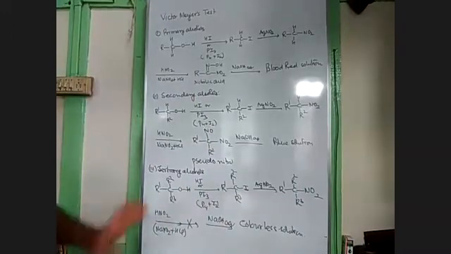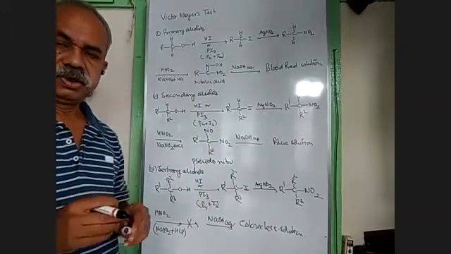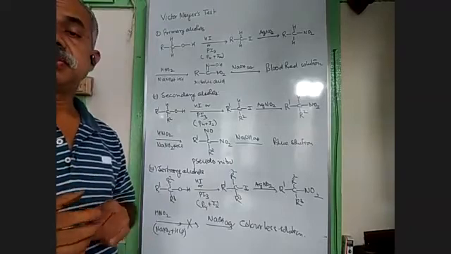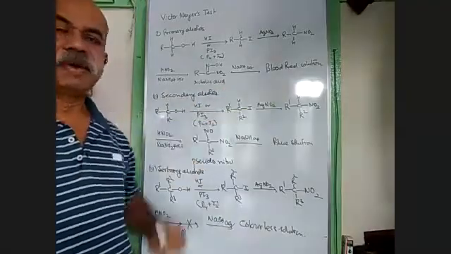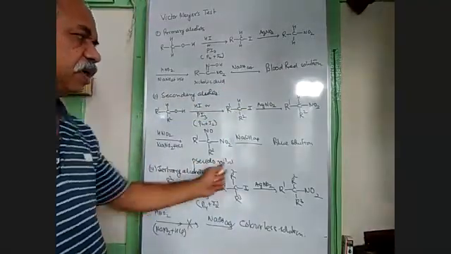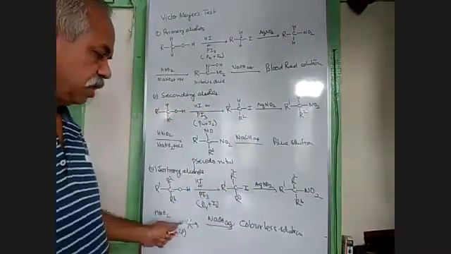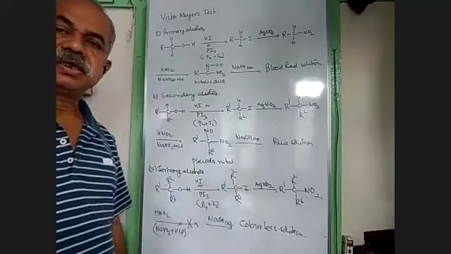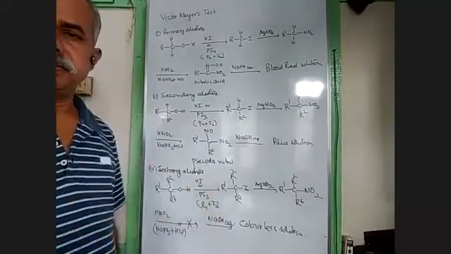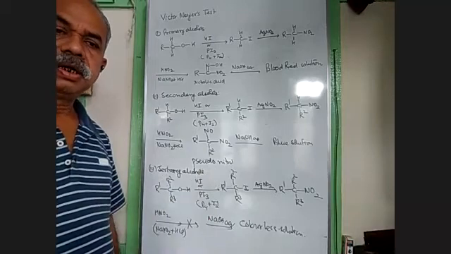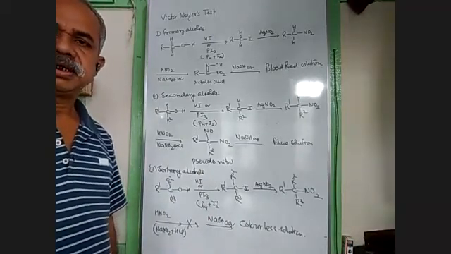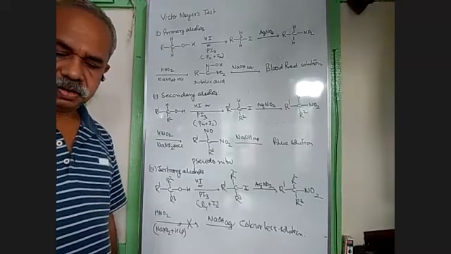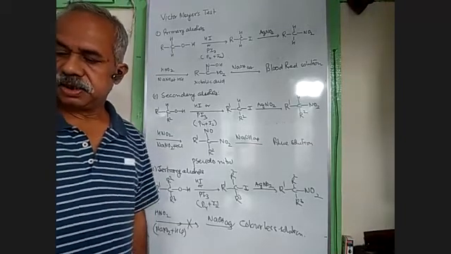So many equations you cannot remember. So what do you want to remember? You will only remember primary alcohol, blood red. Secondary alcohol, blue. And tertiary alcohol is colorless. Only this much you remember. Primary alcohol, blood red. Secondary alcohol, blue. And tertiary alcohol is colorless. Okay. So with this, I finish alcohols.